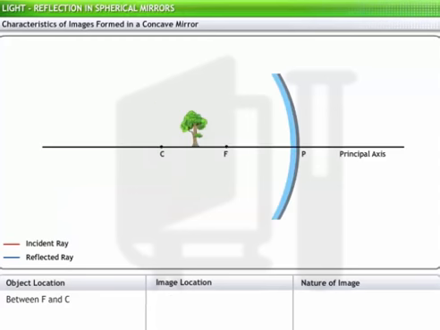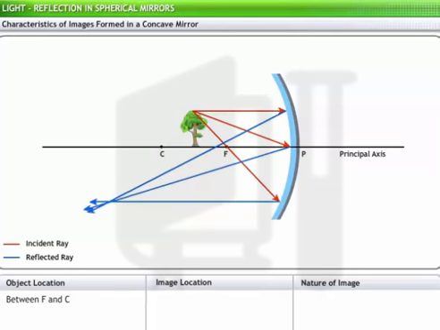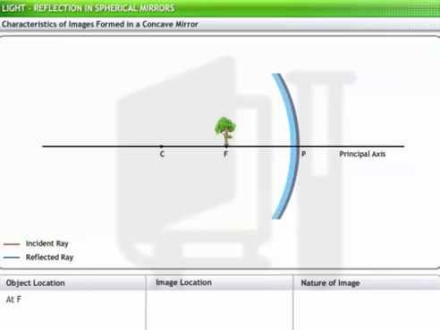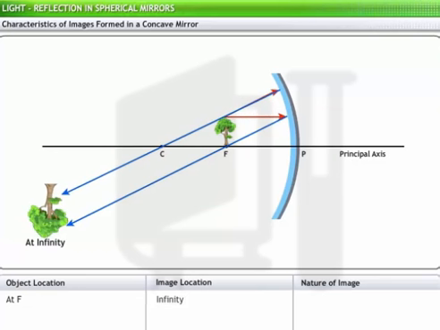When the object is placed between the principal focus F and the center of curvature C, the image is formed beyond the center of curvature C. The image in this case is real, inverted and magnified. When the object is placed at the principal focus F, the image is formed at infinity. This image is real, inverted and highly magnified.